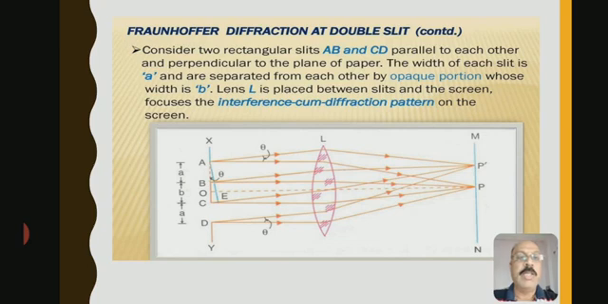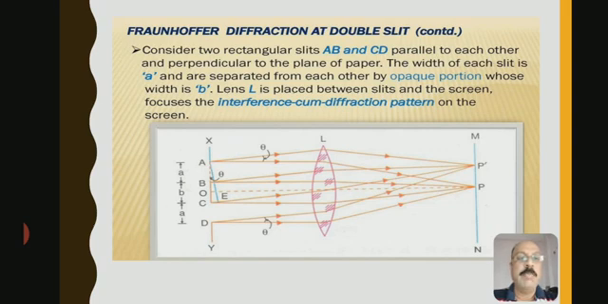Consider two rectangular slits AB and CD parallel to each other and perpendicular to the plane of paper. You see the figure, AB and CD are the two slits. The width of each slit is a, and the gap between the two slits is b. The two slits are separated from each other by an opaque portion whose width is b.